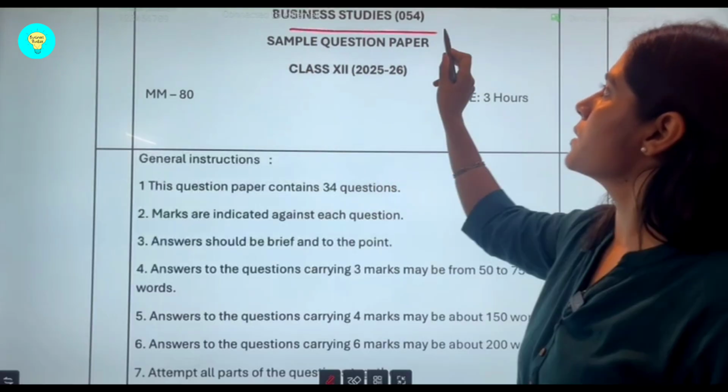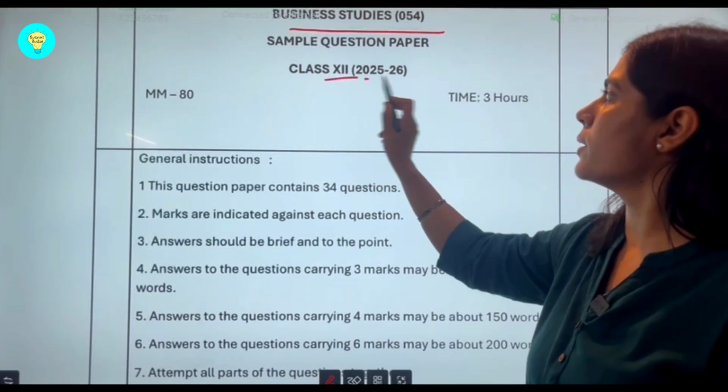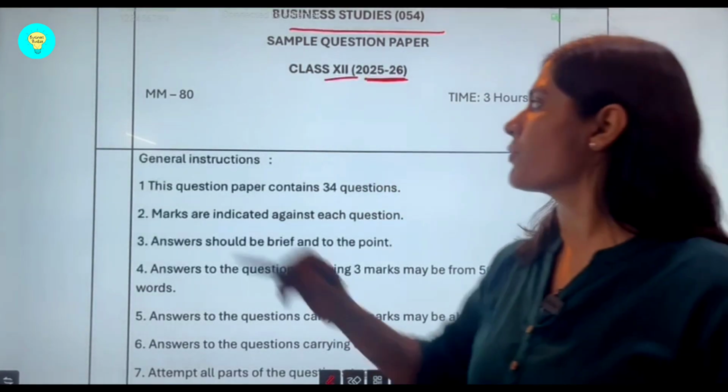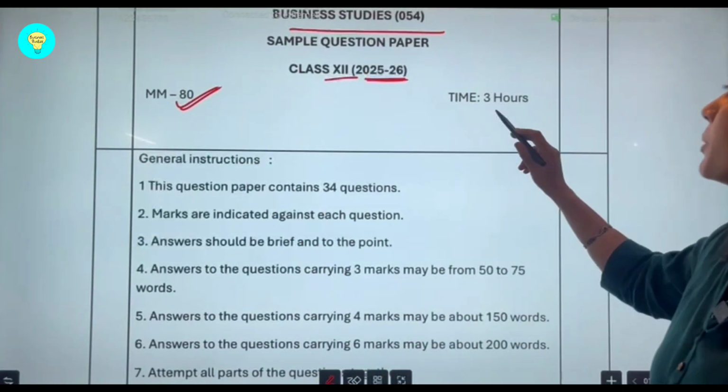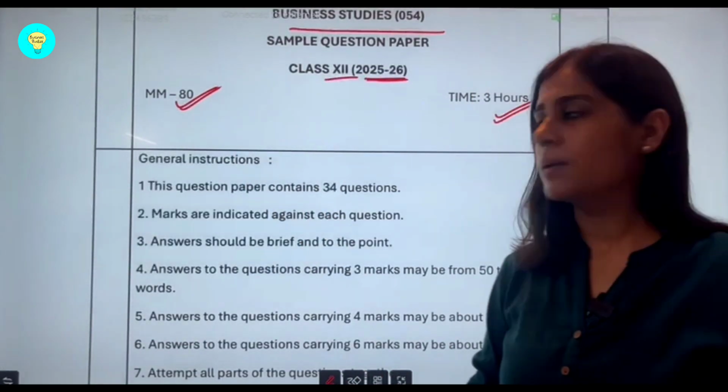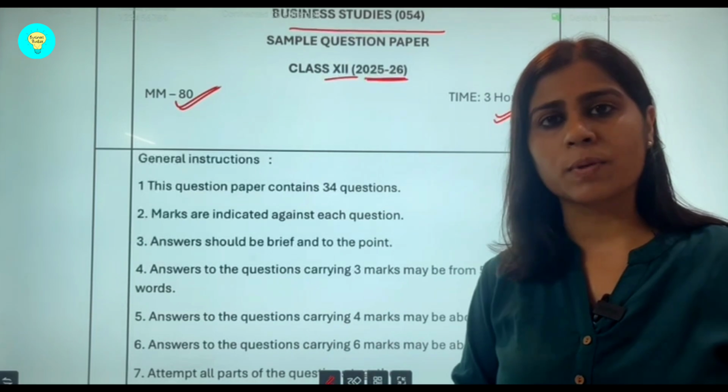This is Business Studies 054 sample question paper class 12th, and as you know, students, it's of 80 marks as earlier, and there will be 3 hours time for completing the question. The instructions are almost the same as we saw earlier.